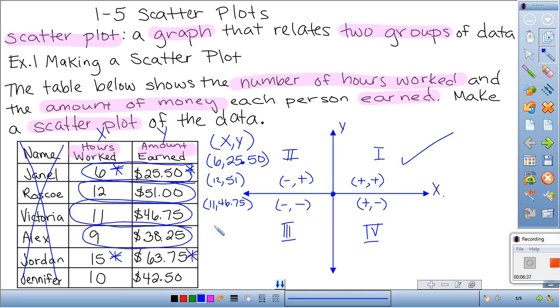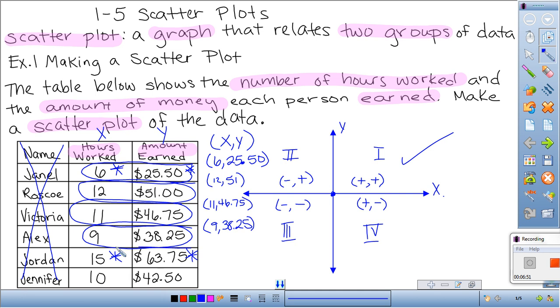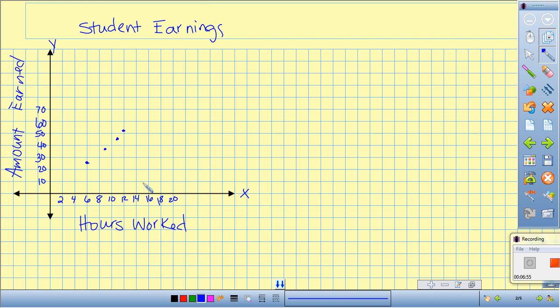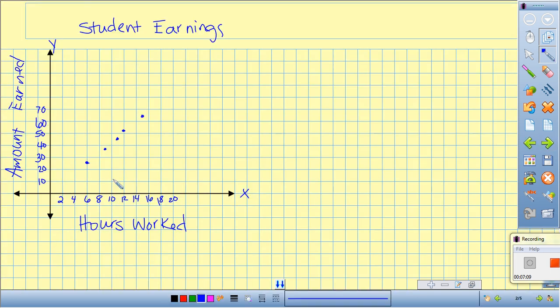9, 38.25. Over to 9, up 10, 20, 38.25 would almost be to 40. 15, 63.75. So over to 15, halfway between 14 and 16, up 10, 20, 30, 40, 50, 63.75 would be a little below halfway. And finally, 10, 42.50. So over to 10, up 10, 20, 30, 42.50, a little above 40.